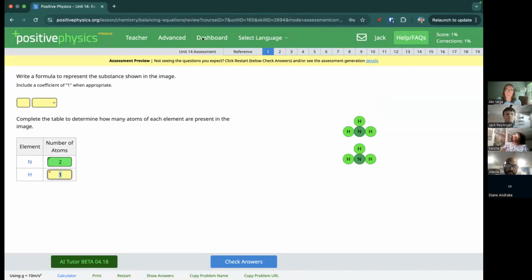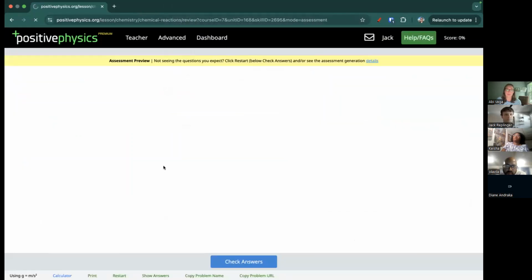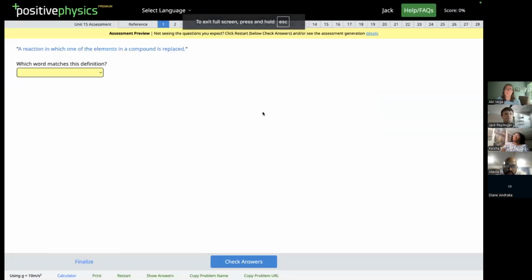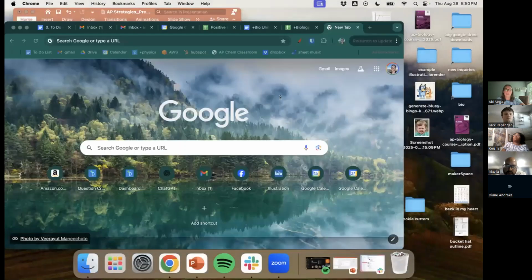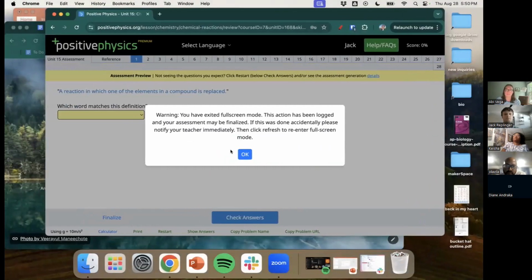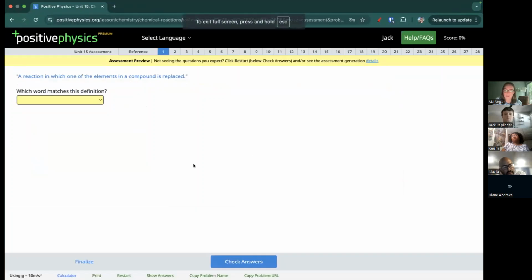One thing I forgot to mention, I'll show you on a different assessment, with the full screen mode is that if the student exits out of full screen, it gives you this warning that you've exited full screen, and it logs for the teacher when the student exits full screen and how many times. That's to give you an idea if a student's cheating, if they're going to look at a different tab. So that's a new feature we have this year. Did that answer your question?